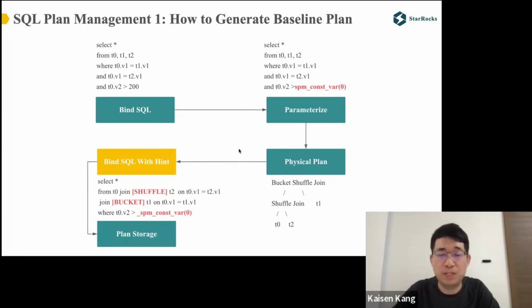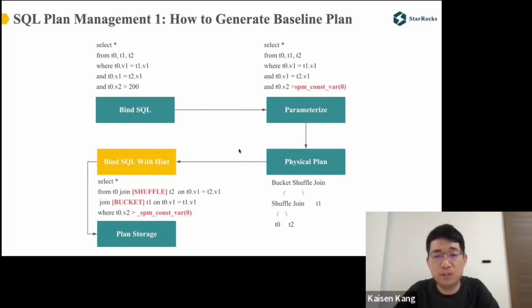Second, generate the plan, where we generate a distributed physical plan based on the parameterized query. You can see there is a shuffle join and a bucket shuffle join. The bucket shuffle join means only shuffling one table's data to the other table, while the other table's data remains unchanged. And the third is generating the baseline query. We will convert the physical plan into a query with hints. In StarRocks, if a join query has a join hint, StarRocks won't do join reordering. So the shuffle and bucket hints almost determine the two key points of this query plan: join order and join distribution execution strategy.